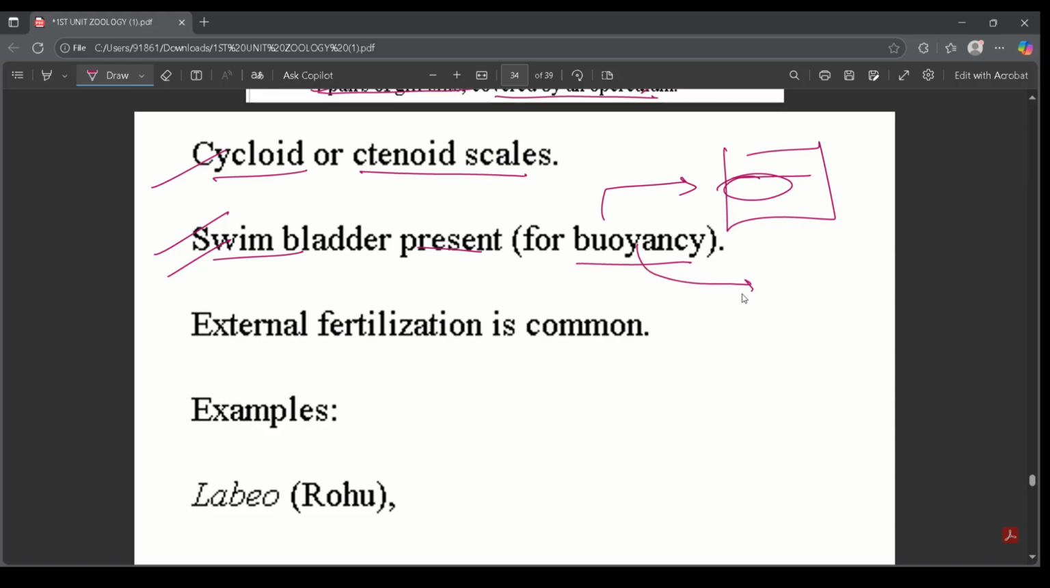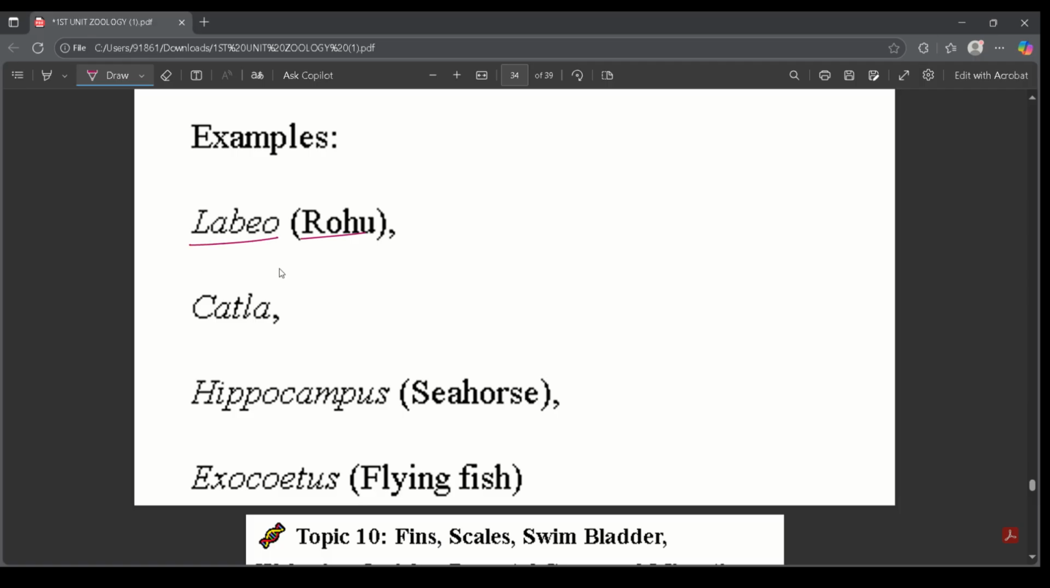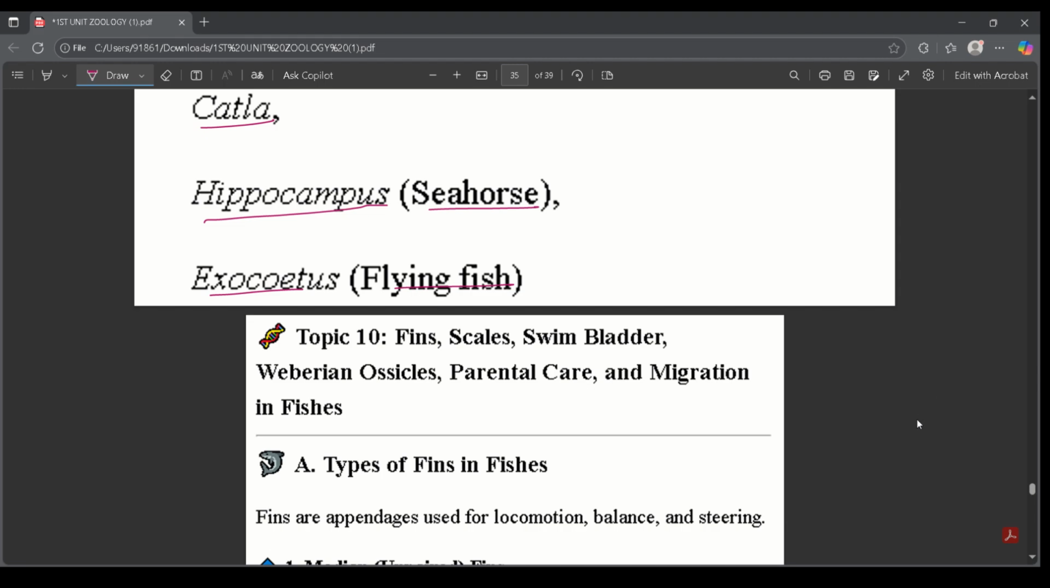Or in scientific terms, buoyancy can be defined as the property in which a particular body is able to apply force equivalent to the pressure of water, the force due to the pressure of the water, which keeps it afloat. External fertilization is common here. Examples: rohu, which is also called labeo, catla, then hippocampus, seahorse, and Exocoetus, flying fish. We are done with topic number 9 here.